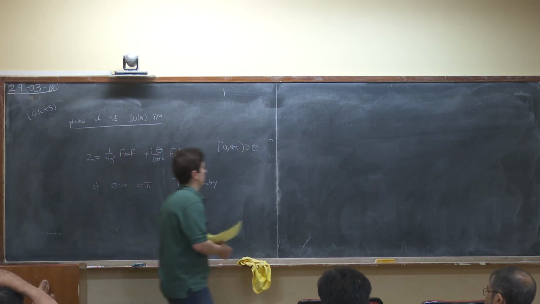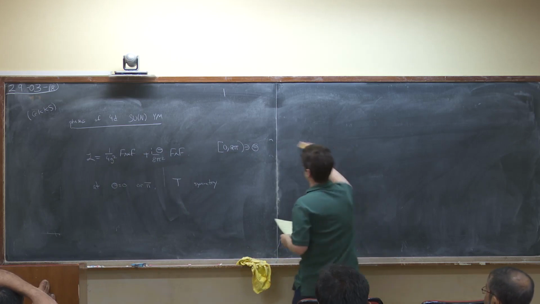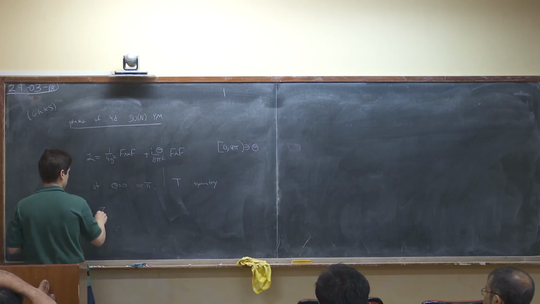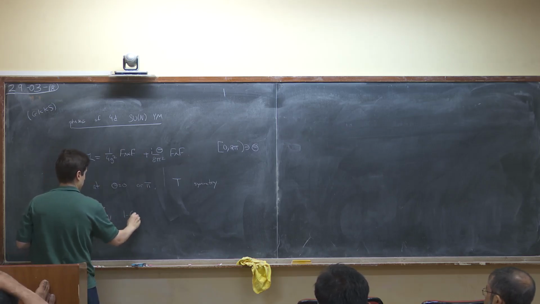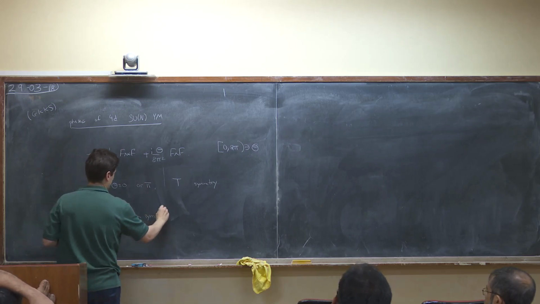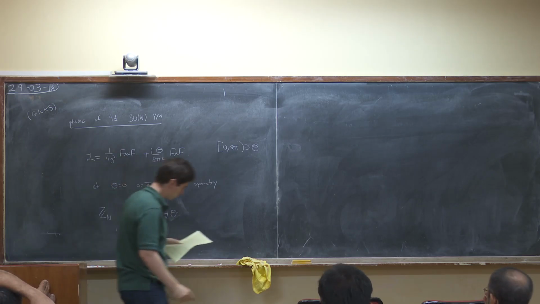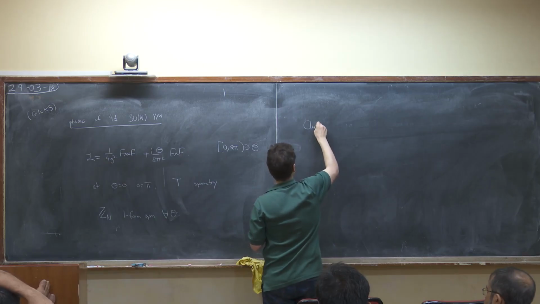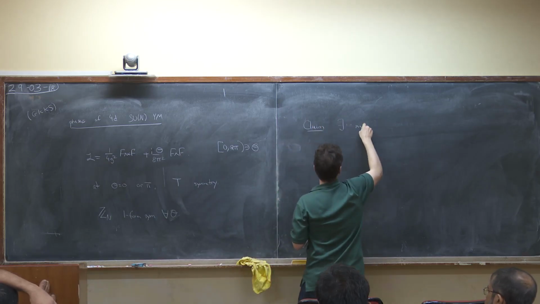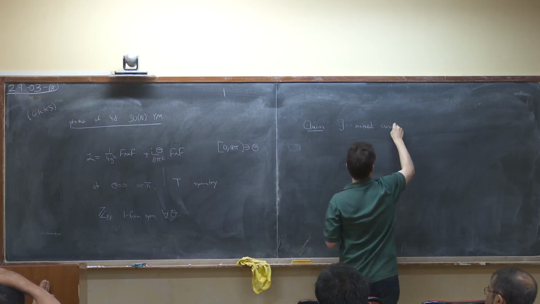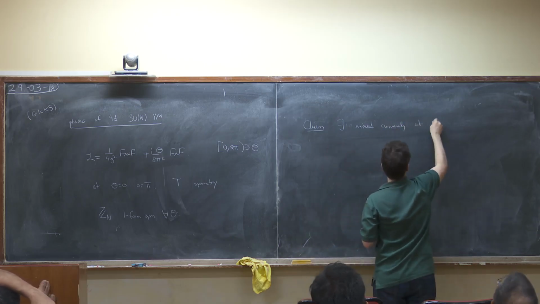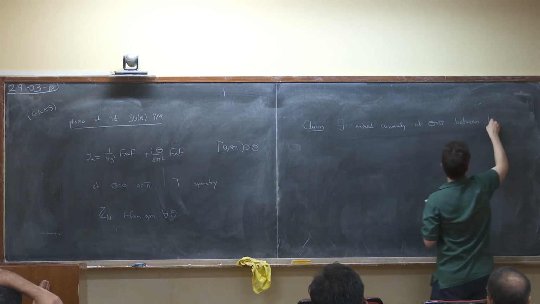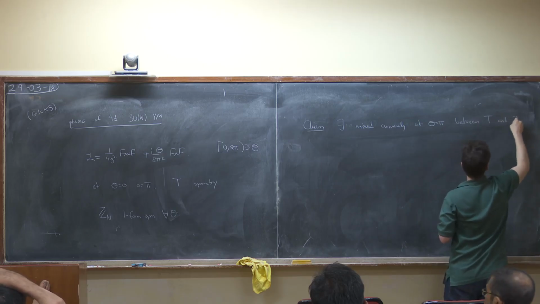Okay, so now we have this symmetry. We also, of course, have the Zn one-form symmetry. So we also have Zn one-form symmetry for all theta. So the claim is that there exists a mixed anomaly at theta equals pi between T and the Zn one-form symmetry.